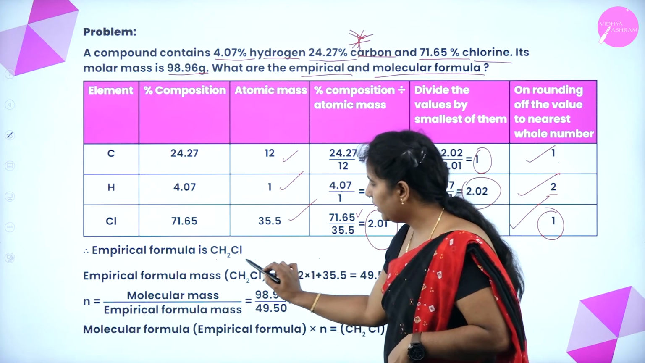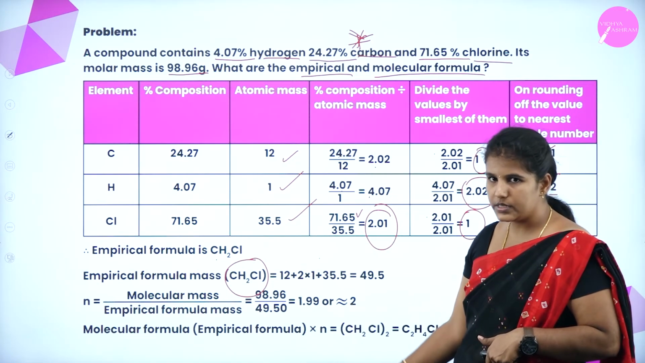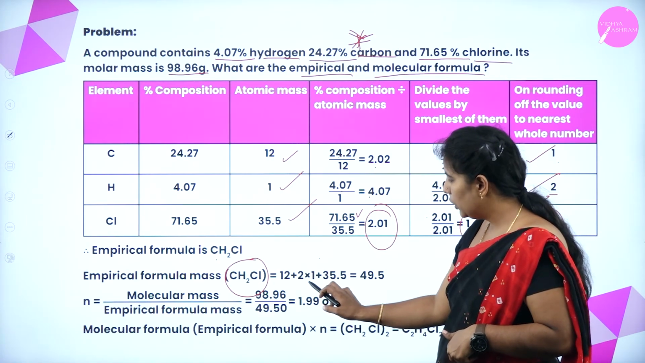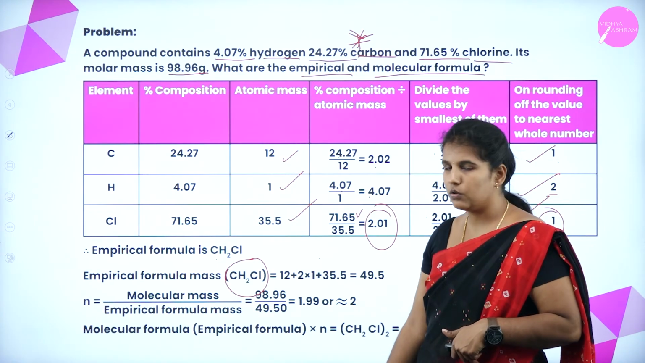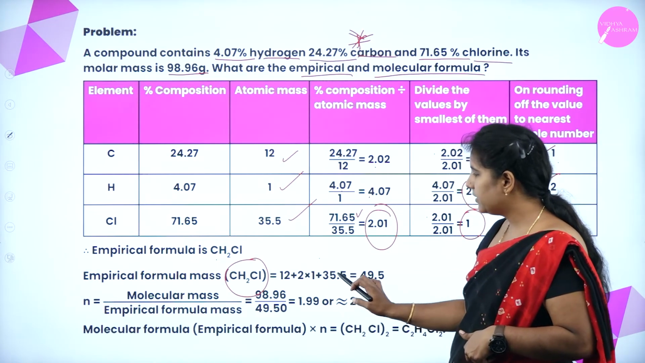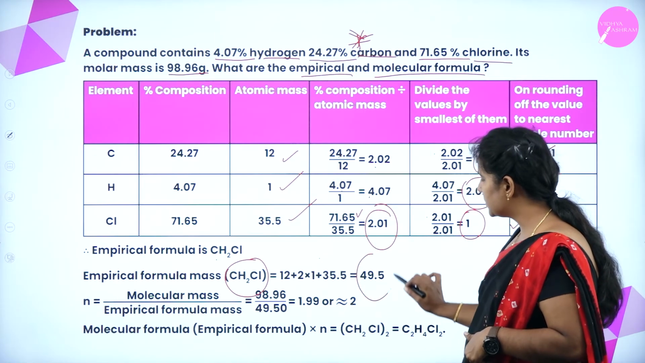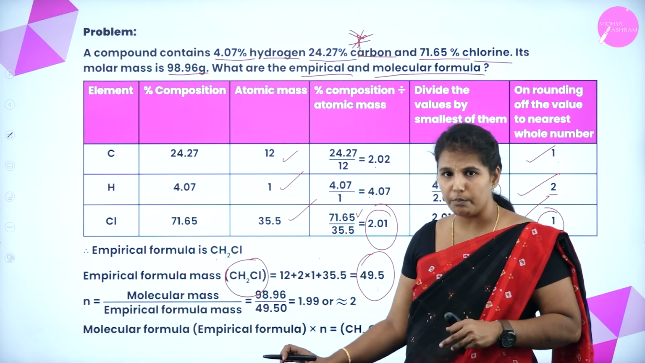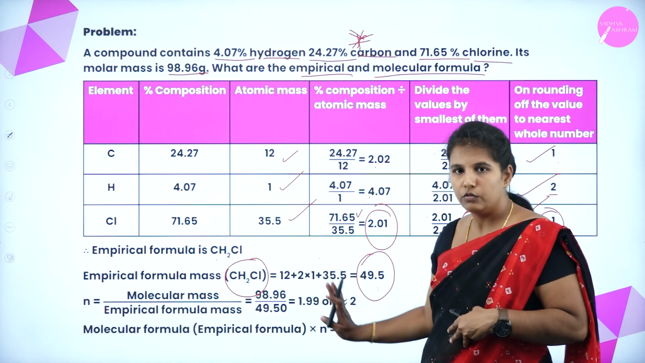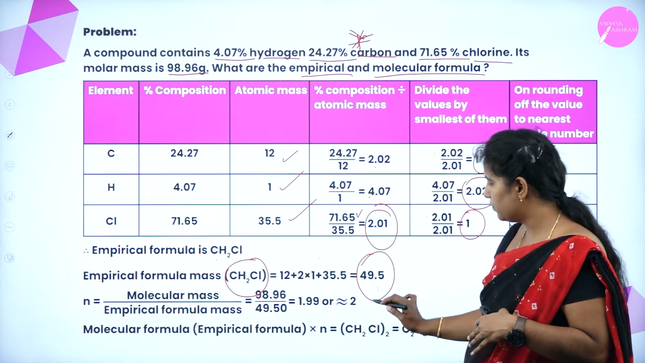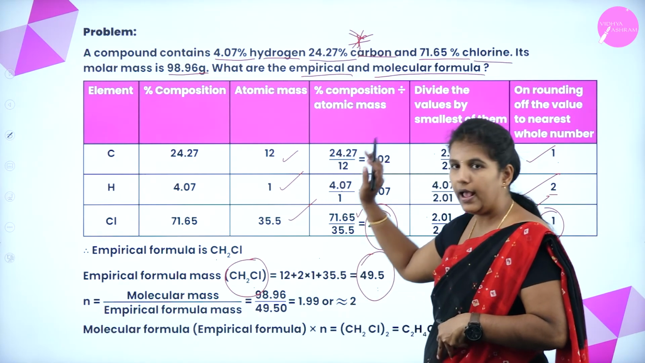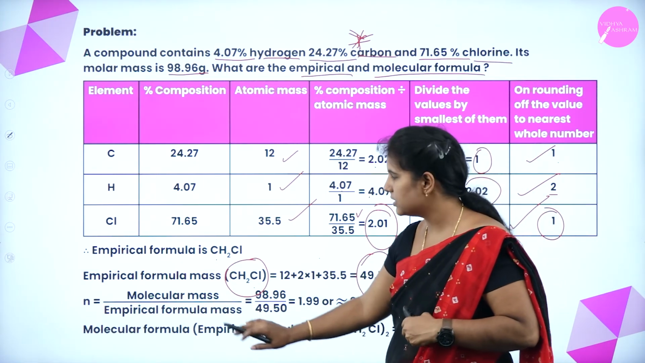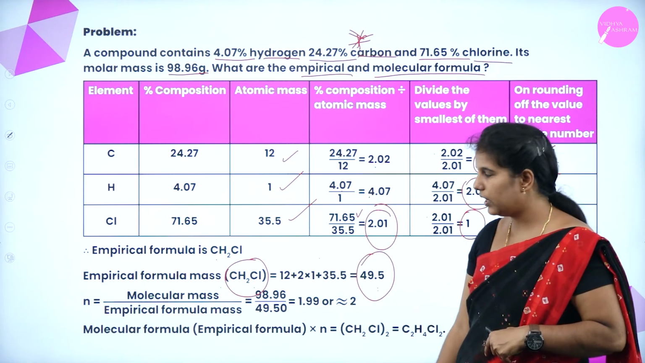We all know the empirical formula mass for this compound: the atomic mass of carbon is 12, plus 2 into the atomic mass of hydrogen, 1.001, which I'll consider as 1, plus the atomic mass of chlorine. This gives the value for the empirical formula mass of the given compound. Here we have to find out which compound it is. For this we need the molar mass, 49.5 by this formula, as we get from the table. Next step is we need to divide the molecular mass by the empirical mass.